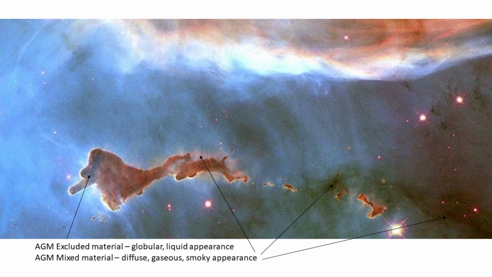This is where the anti-gravity matter is mixing with the normal matter as part of the process of tearing up the Bok globule, shredding it, and mixing it with the anti-gravity matter atmosphere. Where the normal matter is dense enough to exclude the anti-gravity matter from its volume, it takes on this globular, almost liquid-like appearance. And where the normal matter is not dense enough to exclude the anti-gravity matter from its volume, it takes on a smoky appearance. These two states we refer to as AGM excluded and AGM mixed.